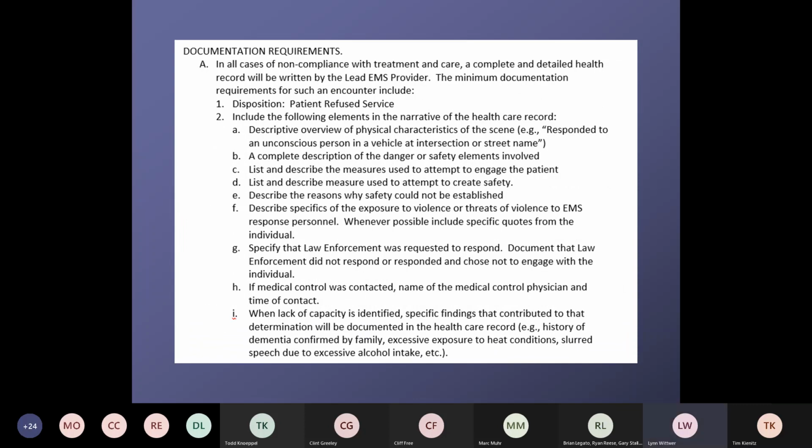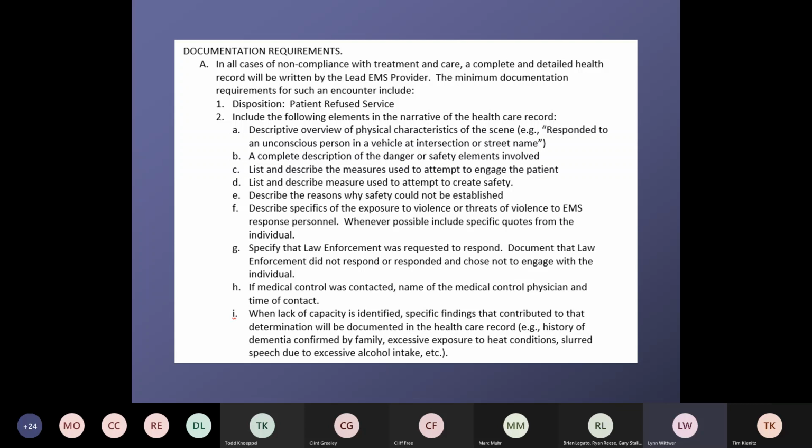Here are your documentation requirements. In all cases of non-compliance with treatment and care, a complete and detailed health record is written by the lead EMS provider. Minimal documentation includes disposition, patient review, and that the patient refused service. Include the following elements: a descriptive overview of the physical characteristics of the scene, a complete description of the danger or safety elements, a list and description of the measures used to attempt to engage the patient, measures attempted to create safety, and the reasons why safety could not be established.